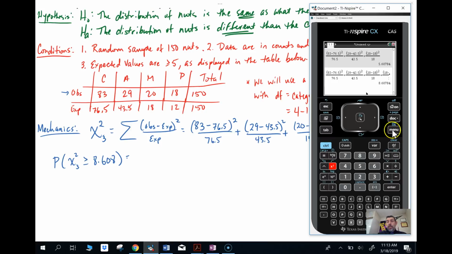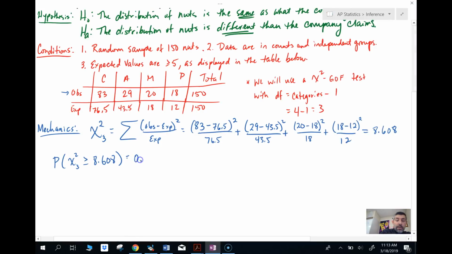So I'm going to go menu, at least in the TI-Nspire, statistics, distributions, chi-squared CDF. And by the way, we're always greater than on a chi-squared. 8.608, so we're always going to have a lower bound. For our upper bound, just put a bunch of 9s in there, and we have 3 degrees of freedom. Hit OK, and we've got a p-value of 0.035. Okay, there's my mechanics.